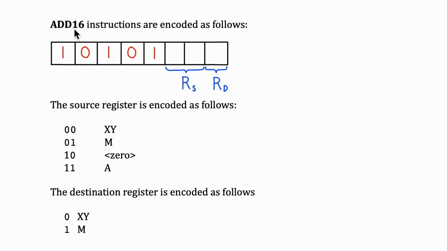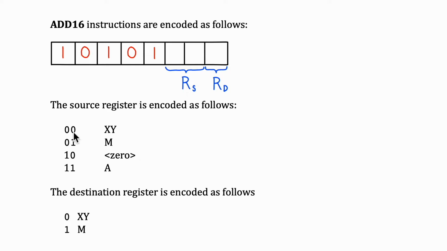Here is the encoding for the add 16 instruction. Remember that the add 16 instruction is followed by 2 additional bytes, which provide a 16-bit value, and that value is added to a source, and the sum is then moved into a destination register. The destination register can be either the XY register or the M register, and that's encoded in the single-bit field here. The immediate value is added to something that's determined by the source field here.